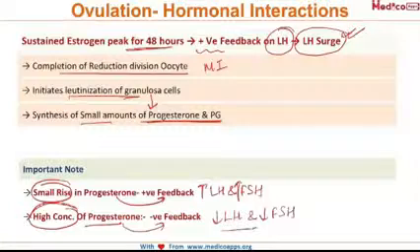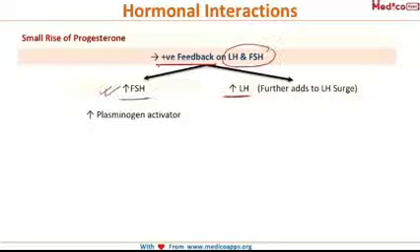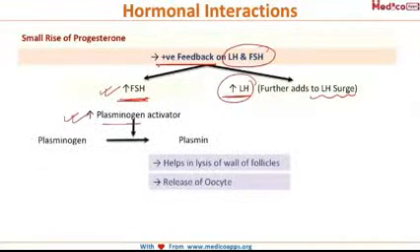So, with the LH surge, there is luteinization of the granulosa cells and a small amount of progesterone and prostaglandins are released, and the small rise of progesterone has a positive feedback action on the LH and FSH. Subsequently, the FSH and the LH levels will be increased. This increased LH level will further add to the LH surge, whereas the increased FSH level increases the plasminogen activator. And this plasminogen activator in turn helps in the conversion of plasminogen to plasmin.